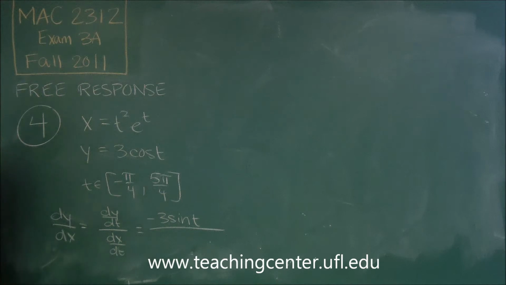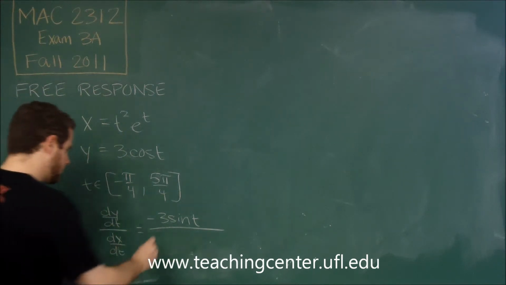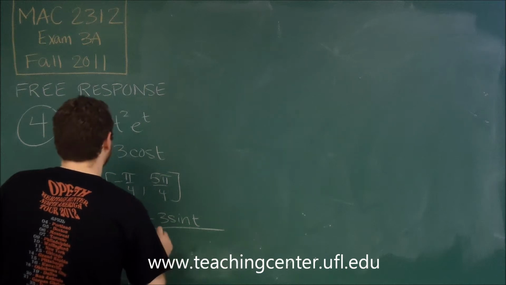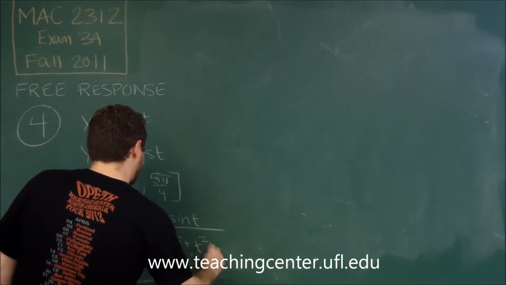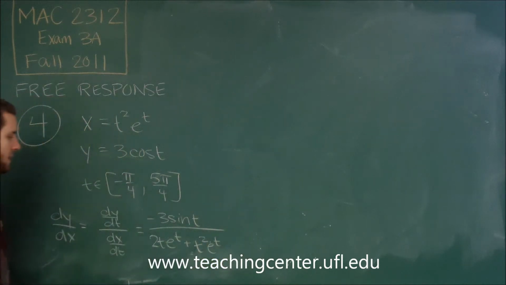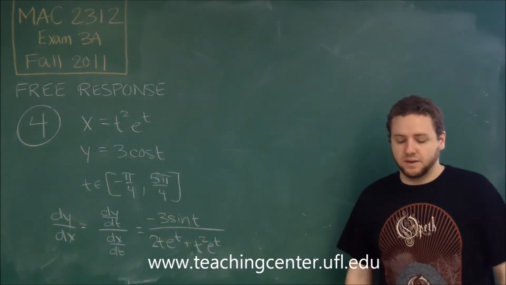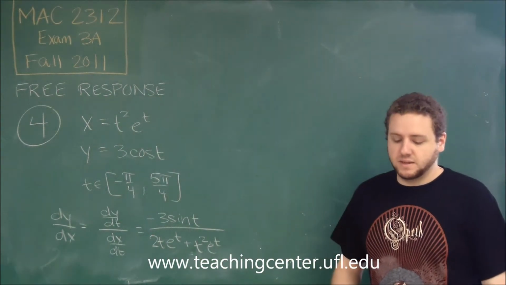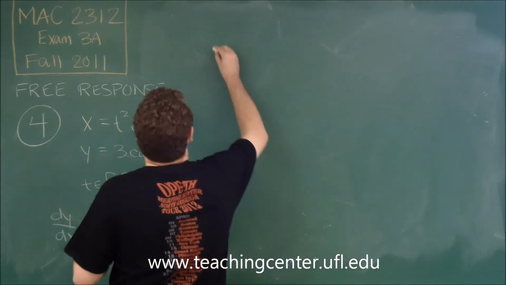On the bottom we have dx dt, the derivative here. For that we'd have to use the product rule. So we'd get 2t e to the t plus t squared e to the t. So that's the equation we have for the slope of the tangent line. We want to know where this is horizontal. So first, let's factor out everything we can.